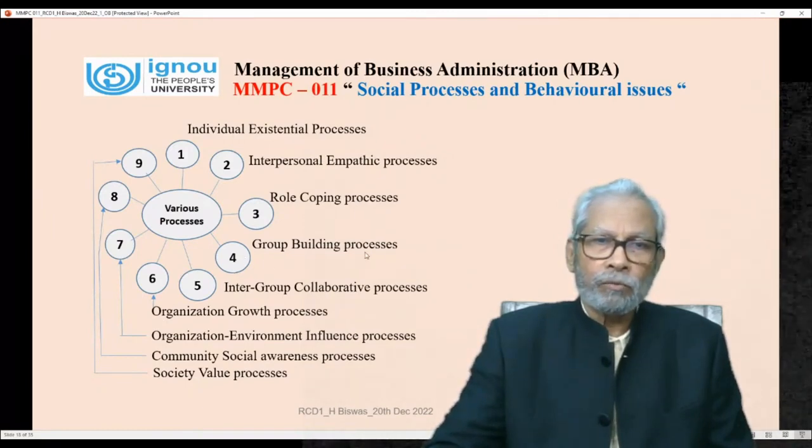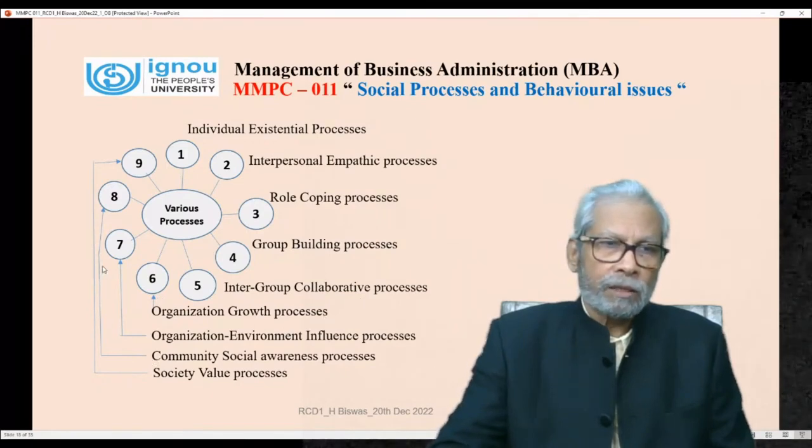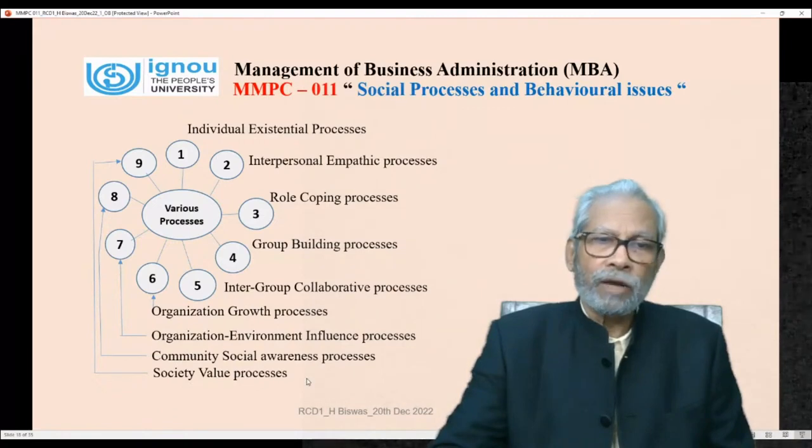Number 4 is group building process. Number 5 is intergroup collaborations process. Number 6 is organizational growth process. Then 7 is your organization and environmental influence process. Community social awareness, that is your process, serial number 8. And 9 is your society value process.